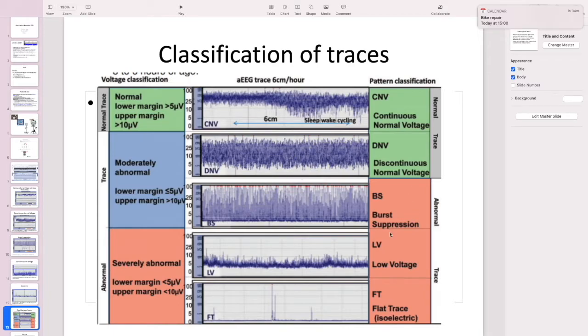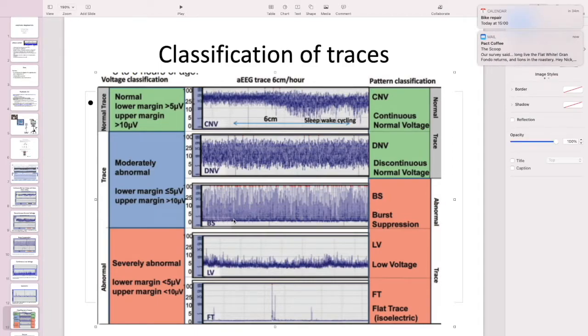Then the next 3 are all abnormal, so they've got their red. Burst suppression, so lower border's well below 5, and then you get these bursts of activity on top of that. So this is quite an abnormal trace. Then low voltage, so in this one, lower border's kind of around 5, below 5, upper border's well below 10. So the numbers you need to remember are 5 and 10. And then the flat isoelectric line, where you've got very little activity at all.